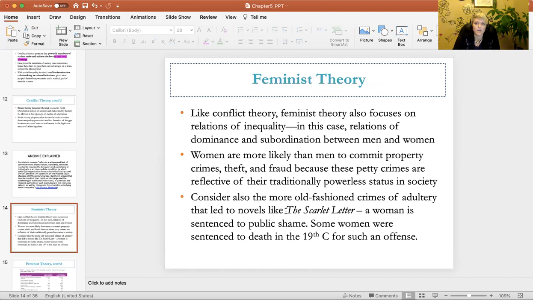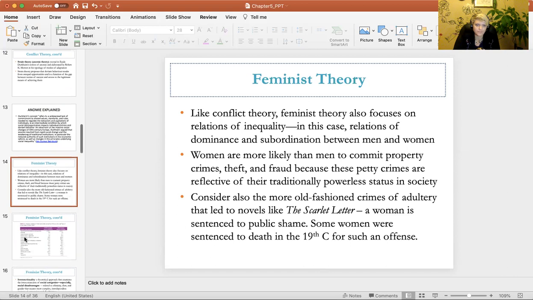I wanted to give you a literary example. As you know, literature is my passion. And to consider the kind of more old-fashioned crimes of, for example, adultery that led to novels like The Scarlet Letter, Hawthorne's famous 19th century novel about a woman whose husband is not around, and she gets raped and is prosecuted for adultery, despite the fact that she did not choose to commit adultery. And that, you know, in this time period, some women were even sentenced to death for such a crime, whereas the construction of the same value was different for men.